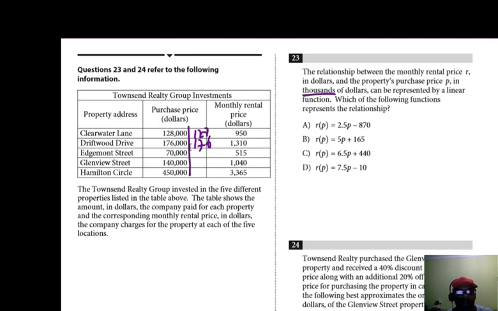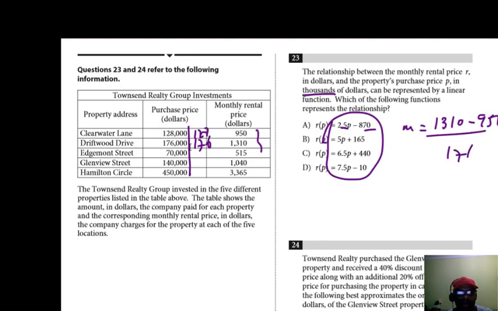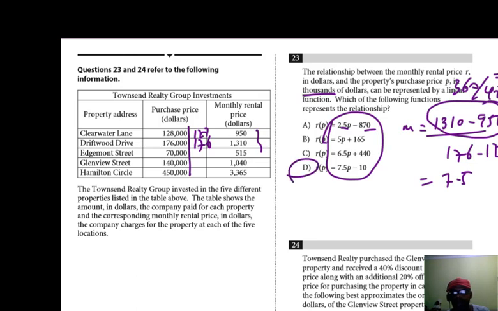Alright, so as you can see, all of them are linear equations in slope-intercept form. So let's find the slope. Let's take any two points. Okay, let me take these two points. So let's find the slope first: 1310 minus 915 divided by 176 minus 128. When you use a calculator and solve this, you have around 7.5. So the only choice that contains 7.5 is D. Okay, so let's move on.